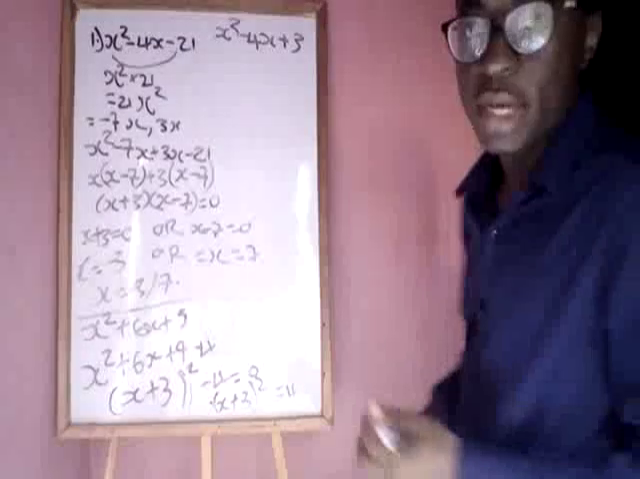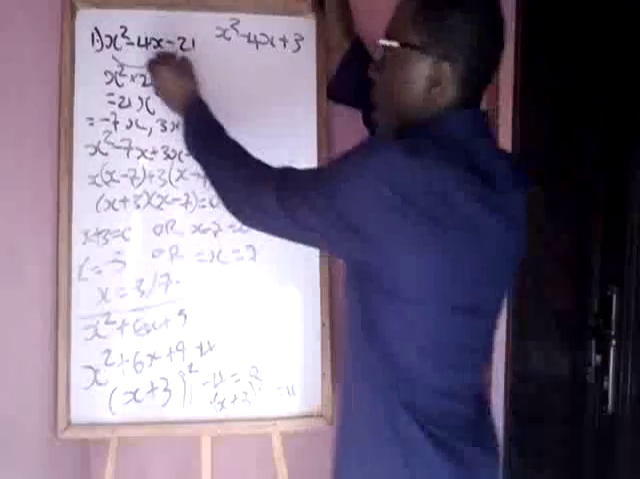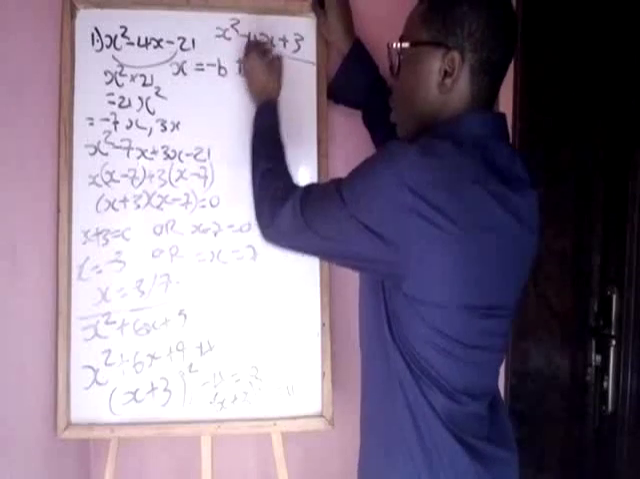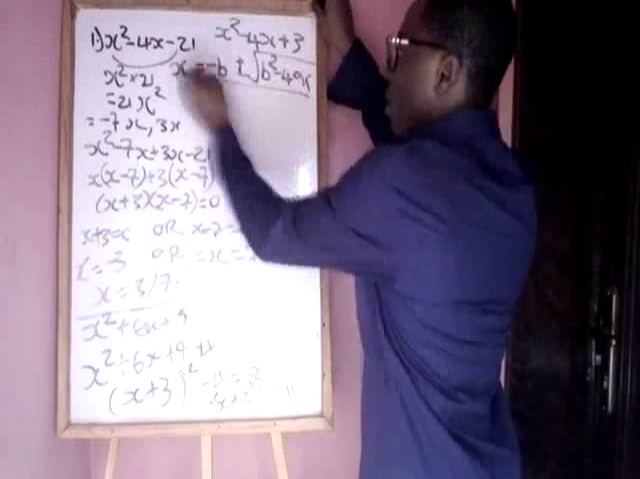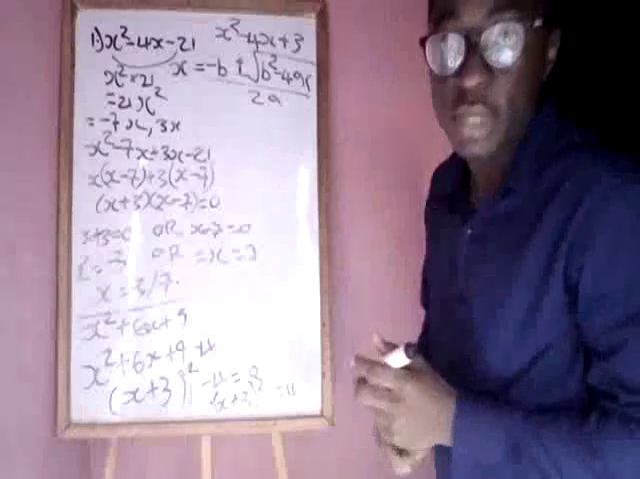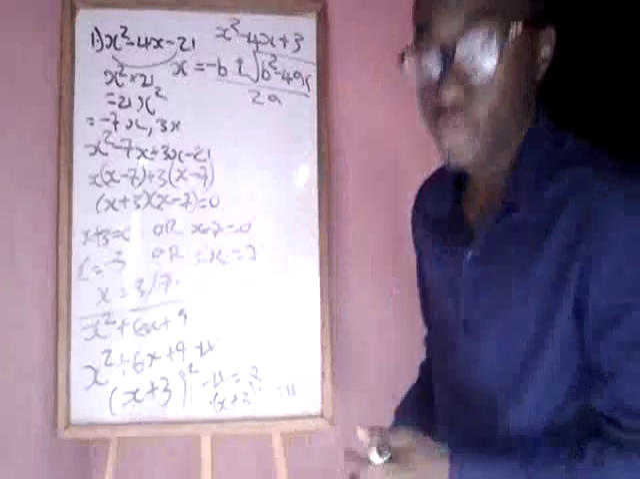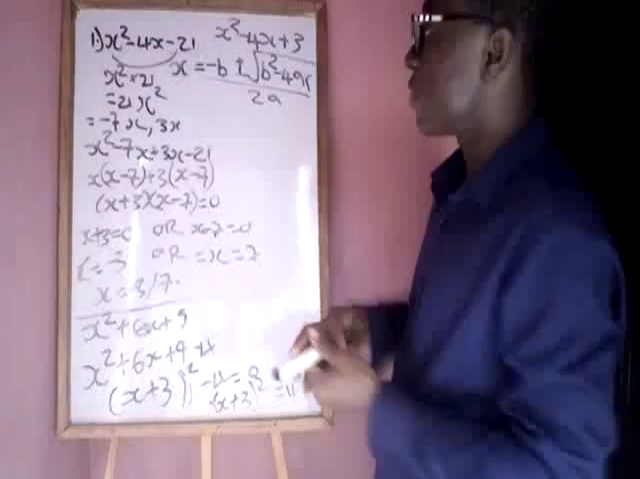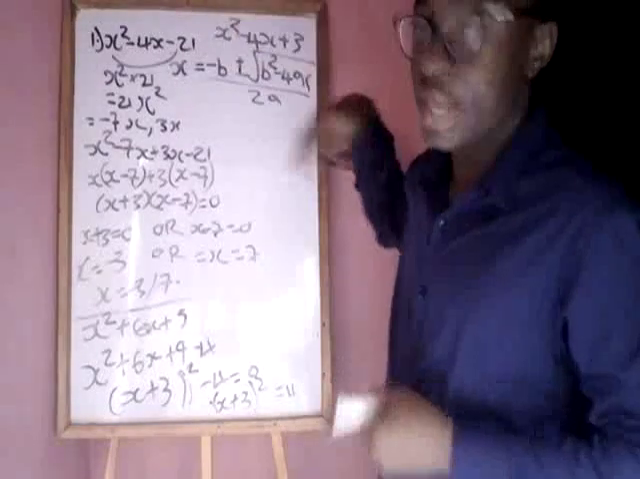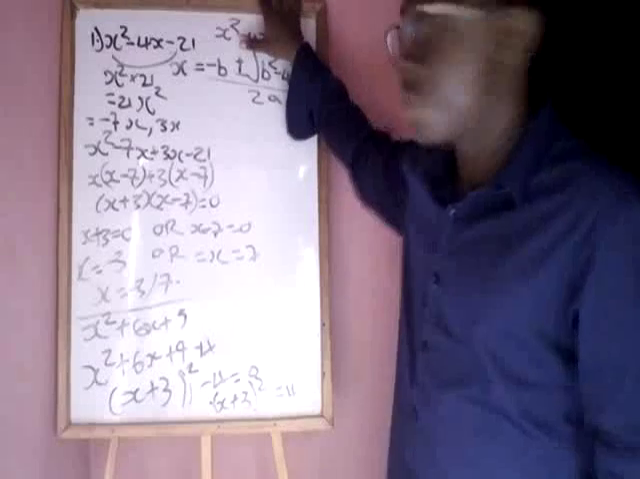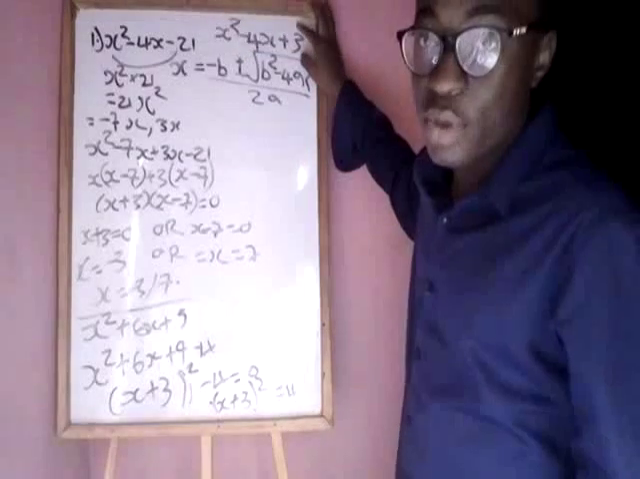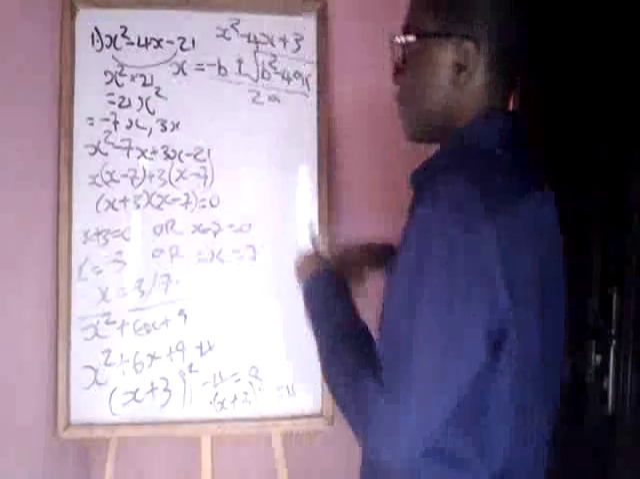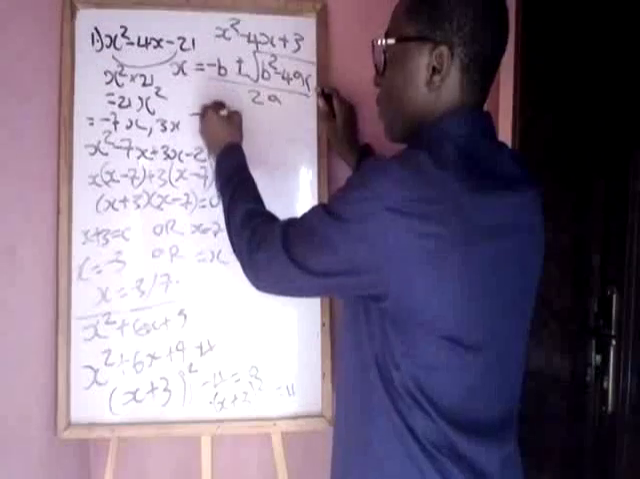Now the quadratic formula, if you've not come across it, is written as this: x equals minus b plus or minus root b squared minus 4ac, over 2a. Now with this quadratic formula, we substitute the values of a, b, and c. The coefficient of x squared in this expression is your a. The coefficient of x is your b. And the term that does not have any power of x, that's the zero power of x, is the c.